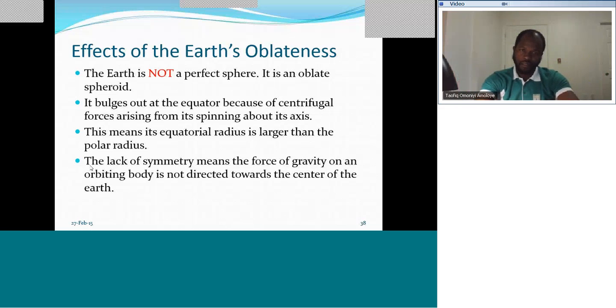So the lack of symmetry means that the force of gravity on any orbiting body around the Earth is not directed towards the center of the Earth. Because if the Earth were perfectly spherical, then the force of gravity on an orbiting body at any position would be directed towards the center of the Earth. But that is not the case, because the Earth is not a perfect sphere.